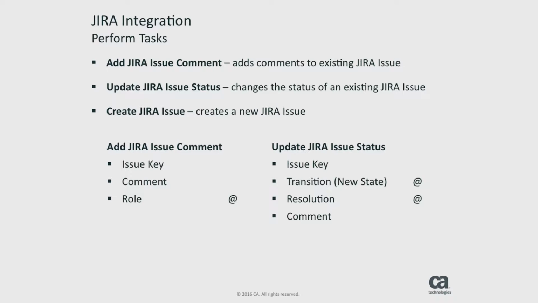Now, when you're adding comments, all you need is the issue key, which is the ID number that each of them has. Like the one we're going to be playing with is CI575, and I'll walk you through it a little bit. You can add your comments, and you can use the ampersand to do a pop-up and gather information. So in this case, I can use it on the role. If I'm doing an update JIRA issue status action or task, I need the key again. The transition is the actual new state that you want to change the item to. You can also enter a resolution if you want to, and additional comments.